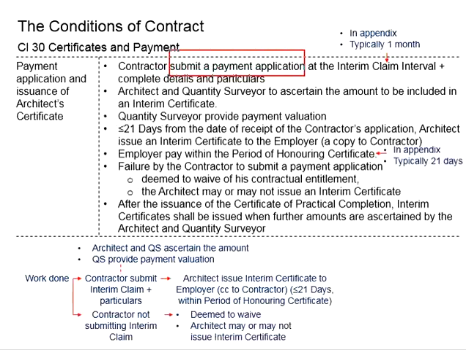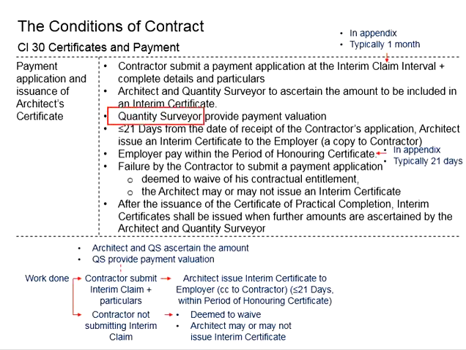Now, while submitting the payment applications, the contractor will need to provide complete details and particulars. This serves as the evidence for the work that has been done by the contractor. Then, the architect and the quantity surveyor will need to ascertain the amount to be included in the interim certificate. This interim certificate should be issued by the architect, stating the amount which has been ascertained, so that the employer can pay the contractor accordingly.